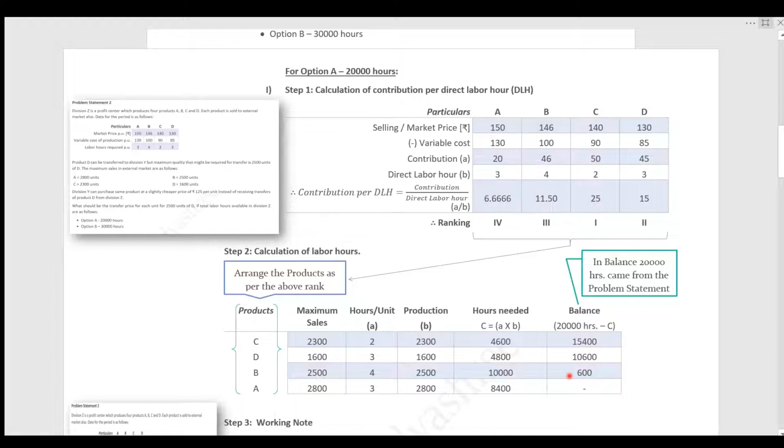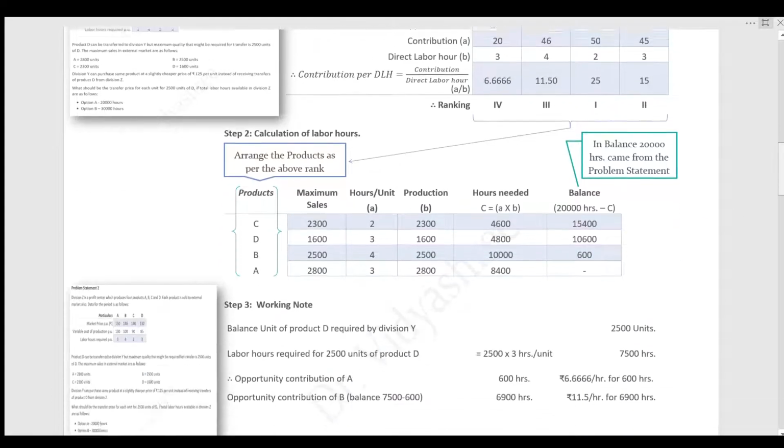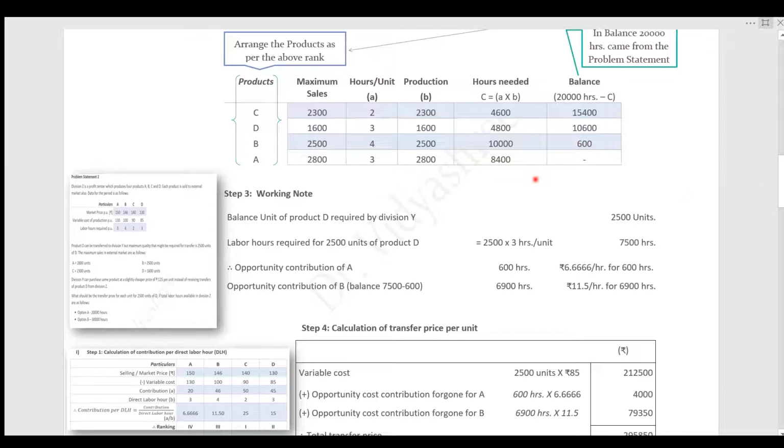With the 600, it can produce product A. Well, you have to observe here. The total hours required for product A is 8,400, but there is a shortage. Only 600 hours can be used. In other words, the balance left out in product A is only 600 hours. Well, there is no balance which is to be carried forward. Let's see how we have to work further. As per the previous problem, there is no left out balance to be carried forward.